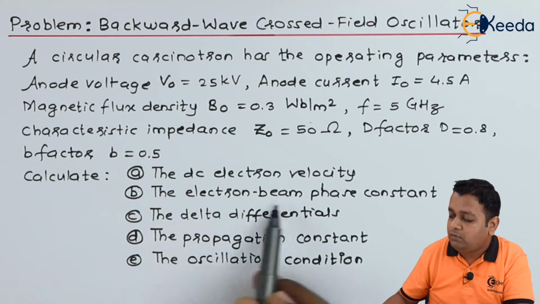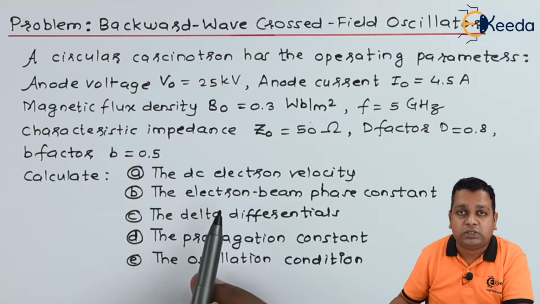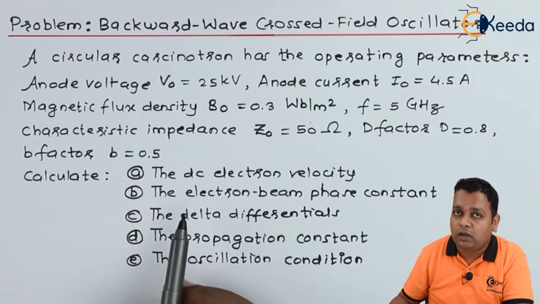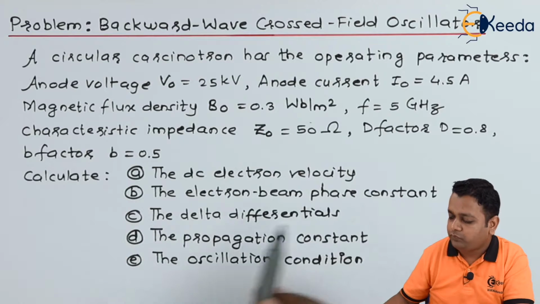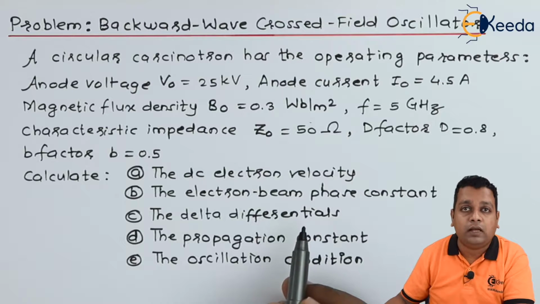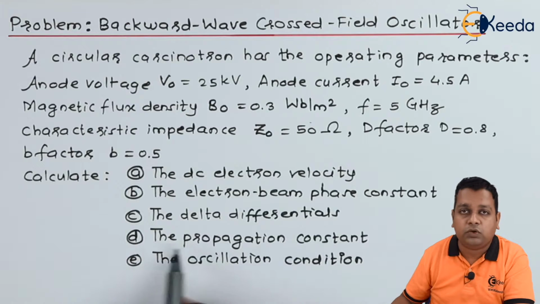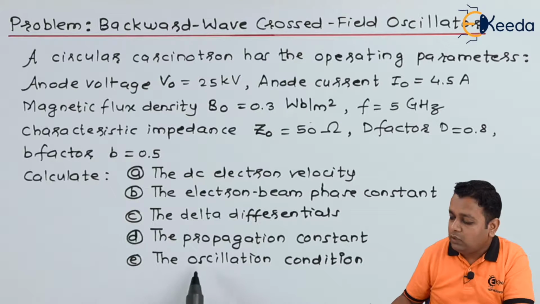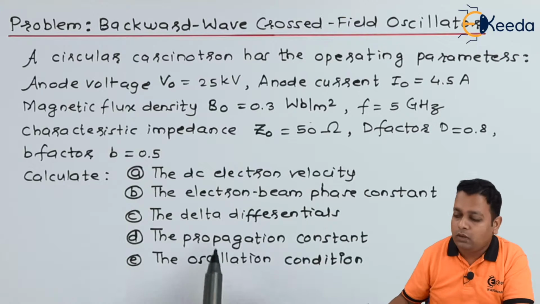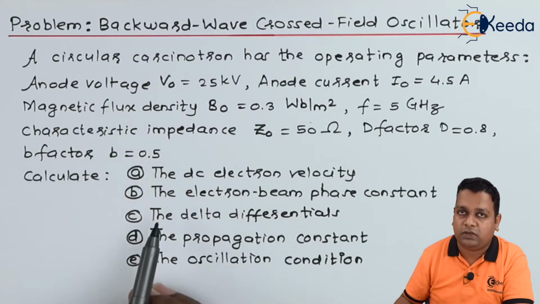Next, the electron beam phase constant. For the propagation of the electron beam, what is the change in phase that will be conveyed by this particular parameter. The third one is the delta differentials, the two differentials del 1 and del 2, we have to determine, and the propagation constant in part D. Lastly, the oscillation condition we have to put for the given parameters for a circular carcinotron. So let us solve it.